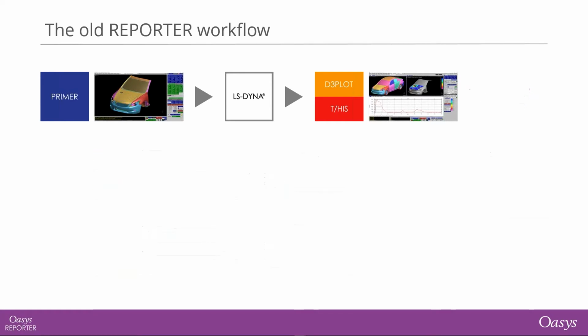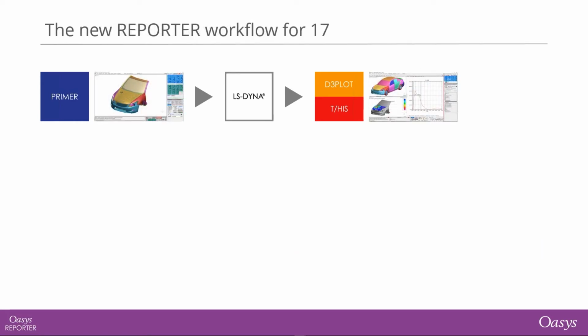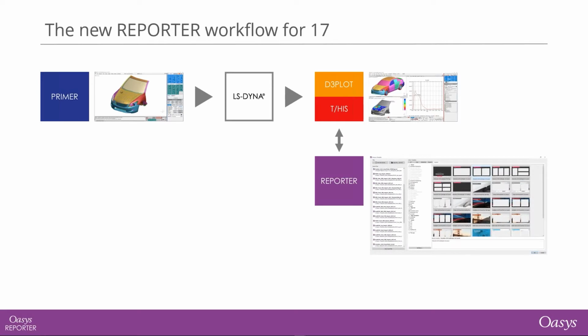We wanted to improve all of this to make Reporter easier to get started with and quicker to use. So, in the new Reporter workflow for version 17, we start as before, set up the models in Primer, run the LS-DYNA job, and look at the results in D3PLOT and THIS. But now, you can open Reporter directly from D3PLOT and THIS in a linked session. From version 17, when you start Reporter, you can open your recent reports from a list or choose a template from a range of standard layouts.